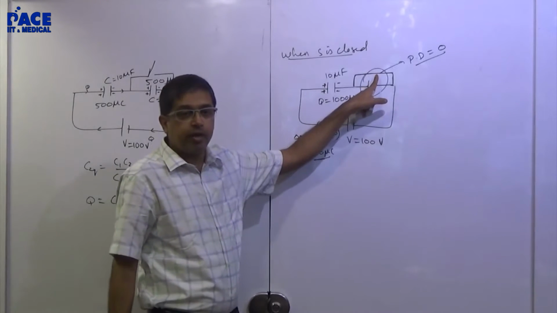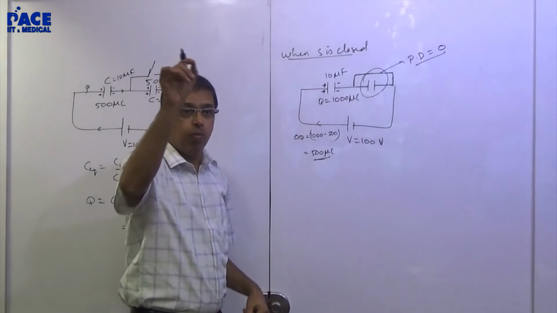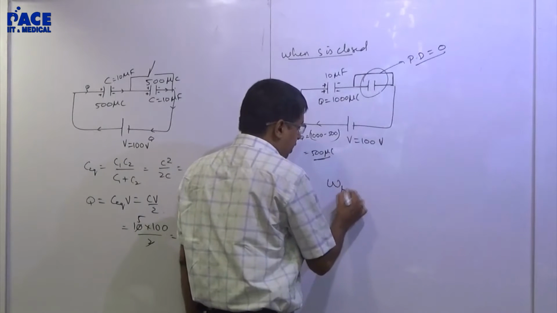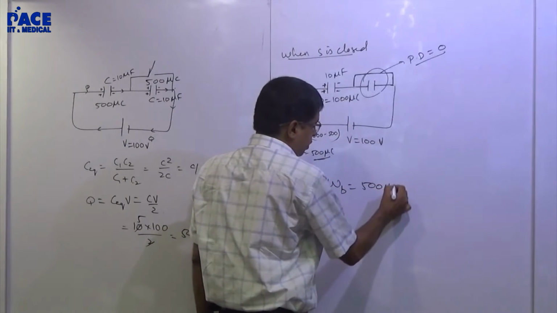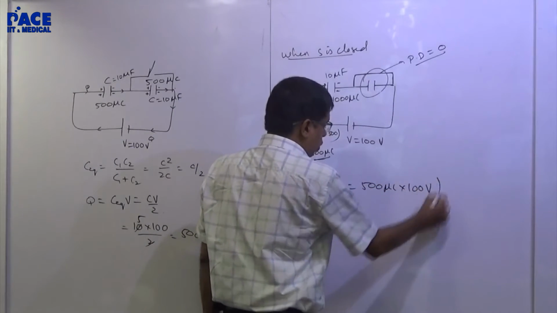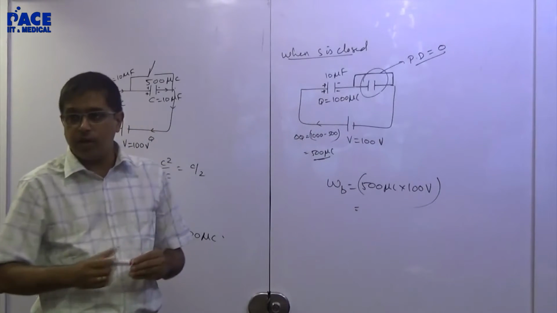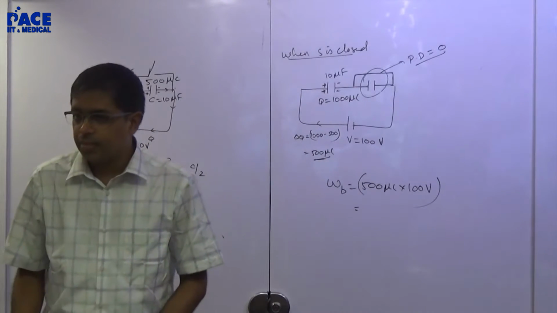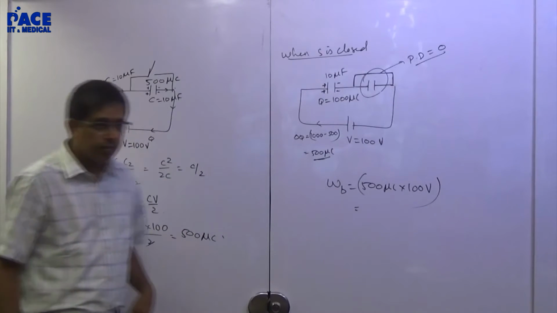On the switch being closed, is there additional work done by the battery? Work done by the battery will be 500 microcoulombs into 100 volts. So that many microjoules of work will be done by the battery. Is the logic clear? Quick.